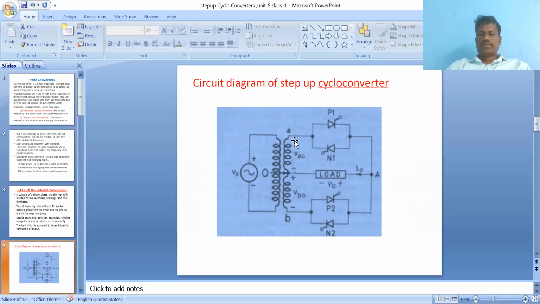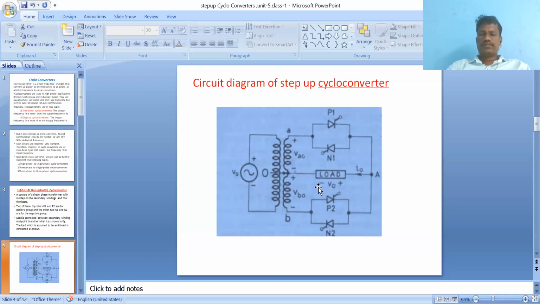Here we have plus or minus VAO and VBO. P1 and N1, these two are anti-parallel, and P2, N2, these two are anti-parallel. P1, P2 are triggered only in the positive half cycle, and N1, N2 are triggered in the negative half cycles. Suppose P1 is triggered, then N2 is triggered.